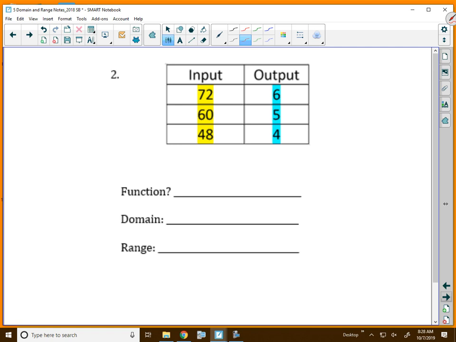All right, number 2. Is this a function? Yes. There's no repeats in that x column or that input column. All right, our domain, again, we would list it. 48, 60, 72. Your range, again, list it: 4, 5, 6.